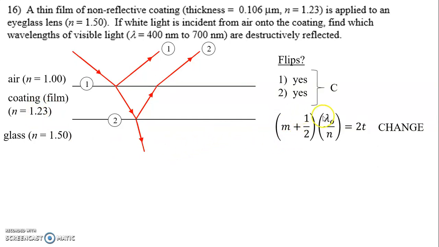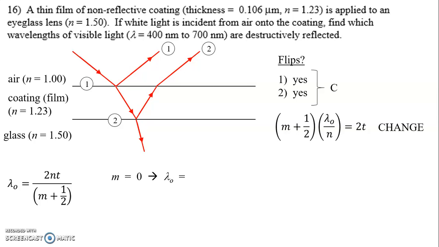So first thing you want to do is, of course, rearrange this for lambda naught, so go ahead and do the algebra for that. So it should look like this, 2nt over the quantity m plus 1/2. The question is, what's m going to be? Well, you don't know what m is going to be. Really, what you have to do is just play around with it until you find a wavelength, or possibly more than one wavelength, that fits the bill in our visible color spectrum. So just arbitrarily, let's start with m equals 0. So plug in m equals 0, put all your numbers in there, and let's find the wavelength.